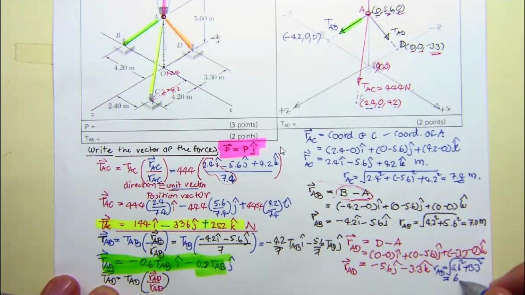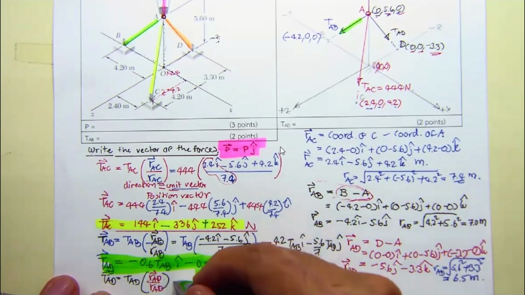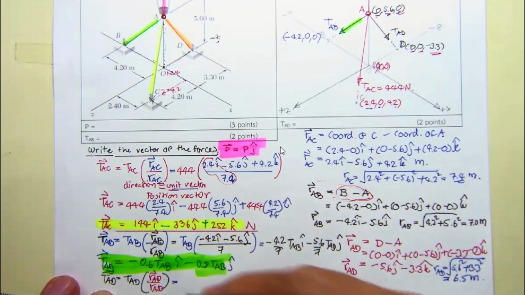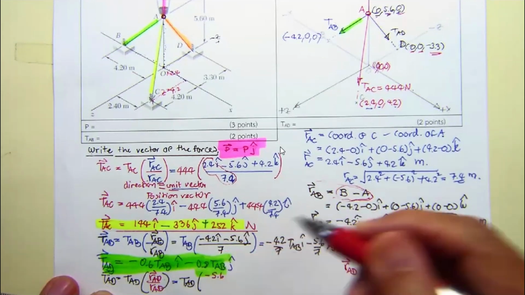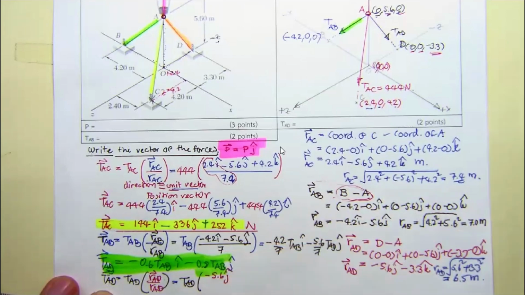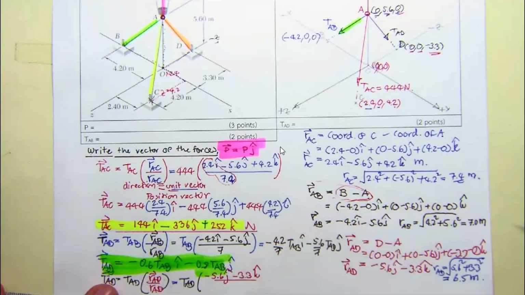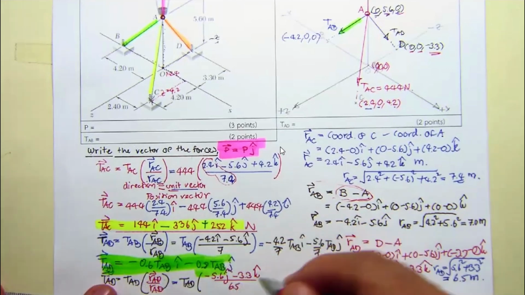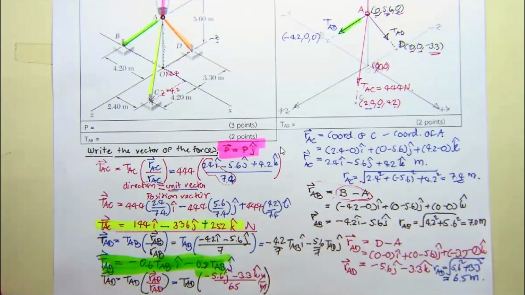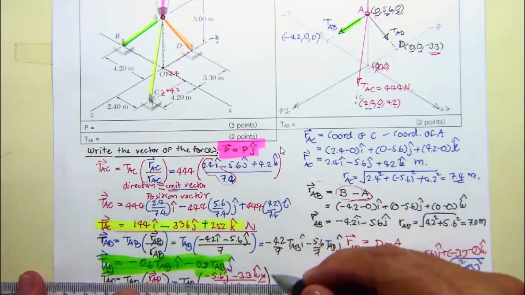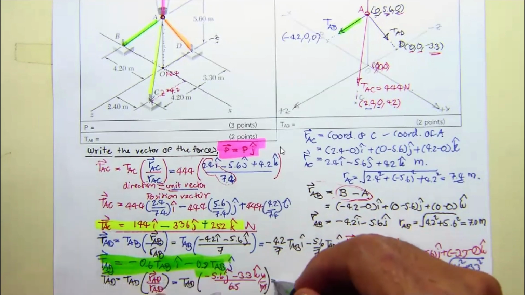6.5. You got 6.5 meter. Now, coming over here, we have T sub AD, and then minus 5.6 J minus 3.3 K divided by 6.5 meter by meter cut. We have this one. Okay. What did you get? You will get the term as before.